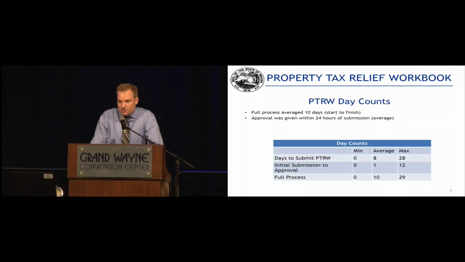There were select counties where the day count is looking at, from the time you submit your first property tax relief workbook, how many days did it take to have AOS approve the relief workbook that was submitted? In some counties, you saw the day it was submitted, so a 0 day count, meaning the day you submitted, we gave you approval that day. On average, you saw a 10-day full process from the date first submitted to the date receiving final approval.